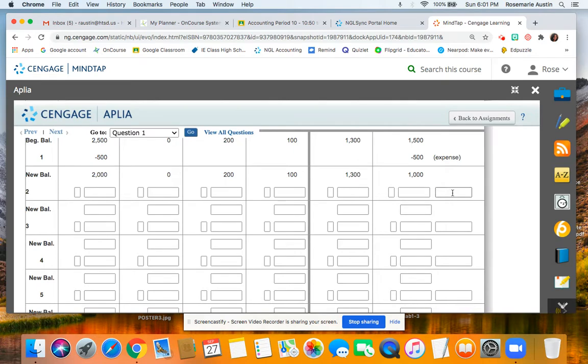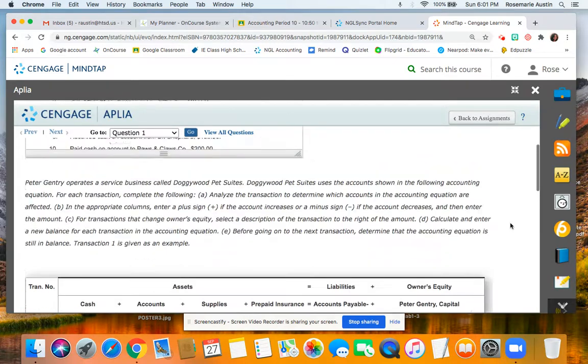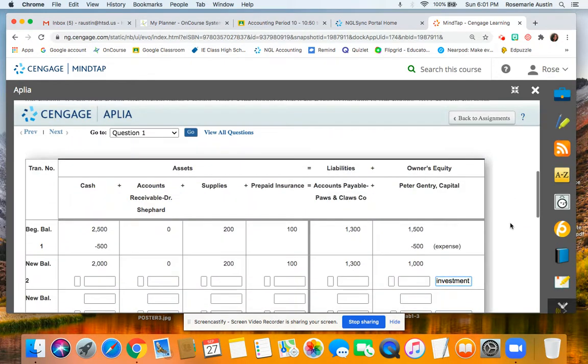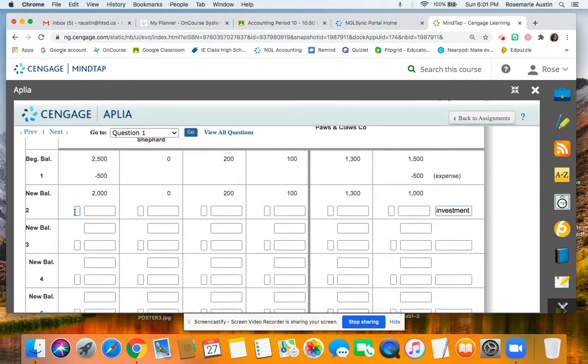So I see the word investment right away. I'm going to go ahead and write in investment here. And you received cash from the owner, $700. So your cash is going to go up by 700, and owner's equity goes up by 700. Okay, calculate new balances, 2,700. Carry the balances down in the other accounts that are not affected. So there's no change in these accounts. So you're just going to carry those balances down. All right, so that's the new balance.